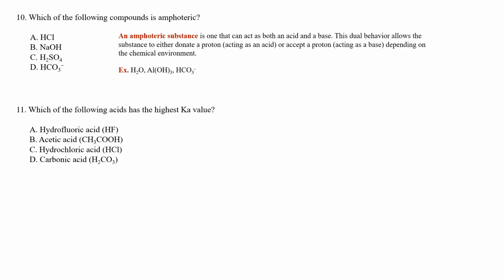Next question. Which of the following acids has the highest Ka value? Ka is the acid dissociation constant. The stronger the acid, the larger the Ka value. Now let's check the given answers. Hydrofluoric acid, HF, is a weak acid. Acetic acid is again a weak acid. Hydrochloric acid is a strong acid. Carbonic acid is again a weak acid. Only one strong acid is given here, HCl, so it has a higher Ka value than the other 3 acids.